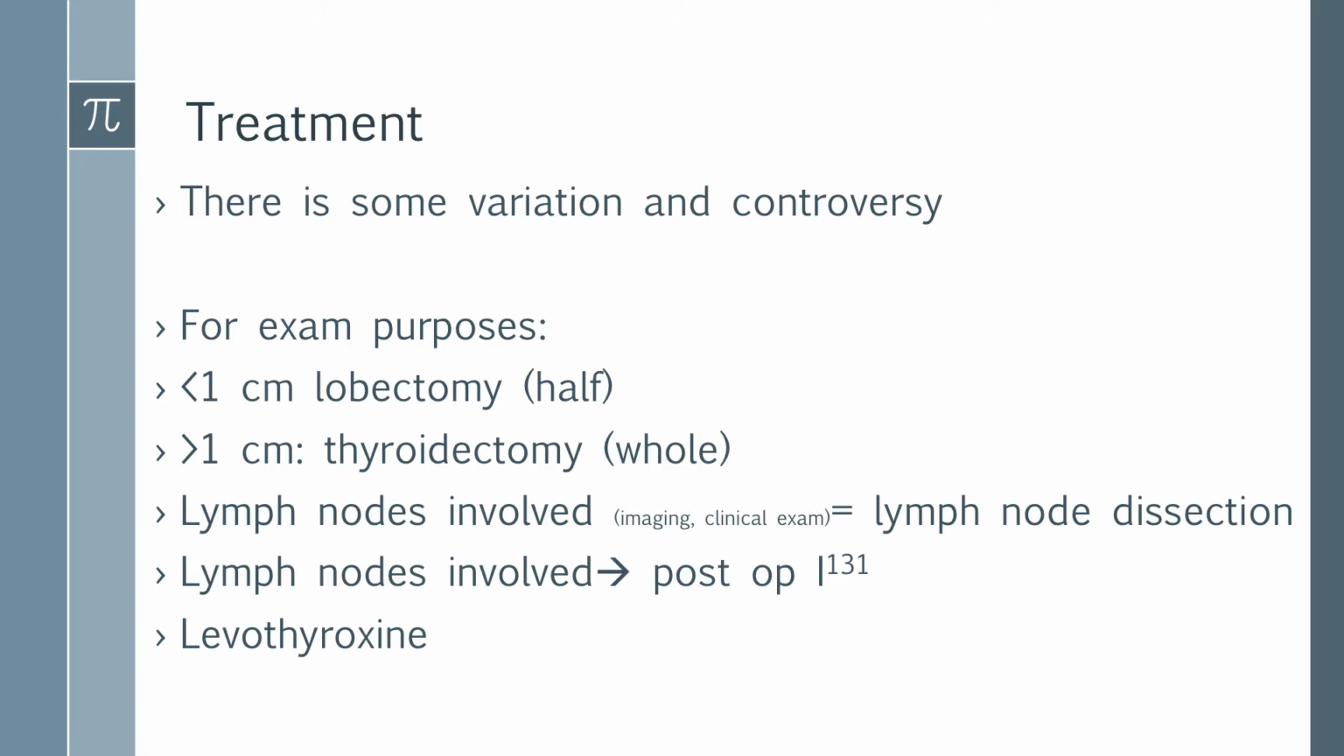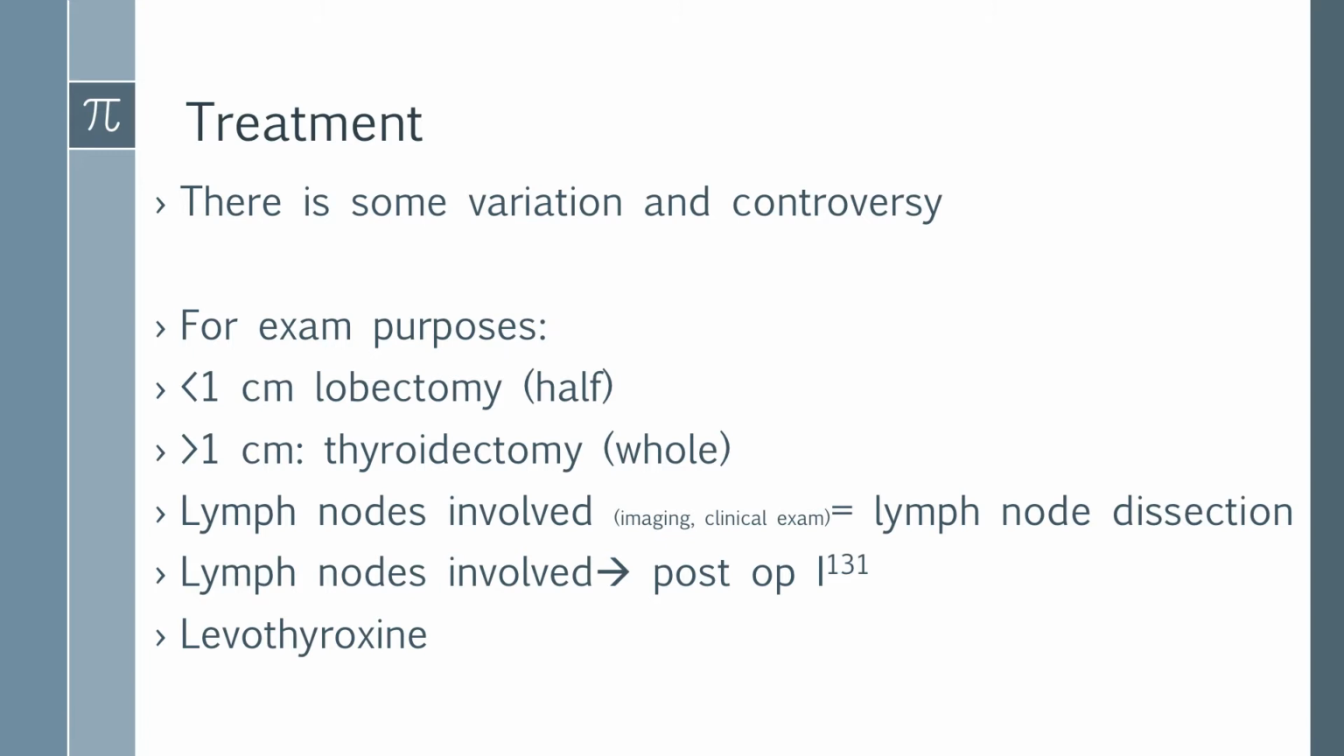Now, remember, if the lymph nodes are involved, that means it's thyroid tissue that metastasized there. And remember, papillary thyroid cancer is well differentiated. It likes iodine. So after the surgery, you give it iodine to kill whatever's left off. And then since you take out the thyroid gland, you want to give a thyroid replacement, which in this case is levothyroxine, which is synthetic T4.